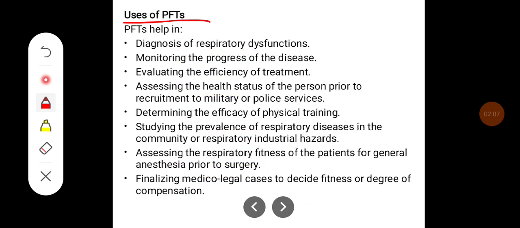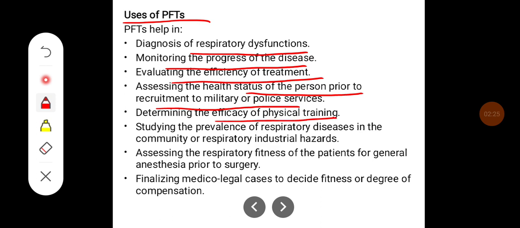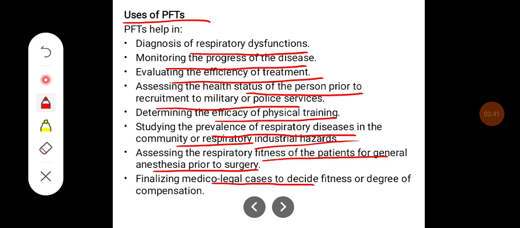Uses of pulmonary function tests. They help in diagnosis of respiratory dysfunctions, monitoring the progress of the disease, evaluating the efficacy of the treatment, assessing the health status of a person prior to recruitment to military or police services, determining the efficacy of physical training, studying the prevalence of respiratory diseases in the community or respiratory industrial hazards, then assessing the respiratory fitness of the patients for general anesthesia prior to surgery, and finalizing the medico-legal cases to decide fitness or degree of compensation.